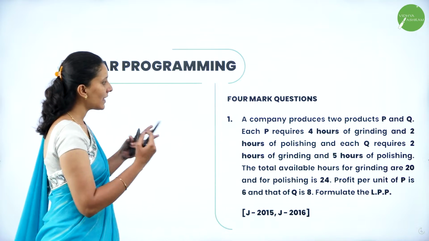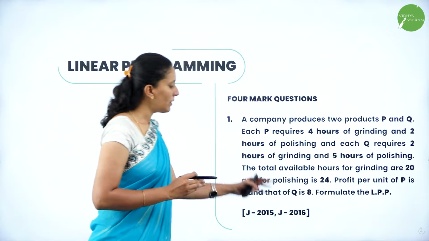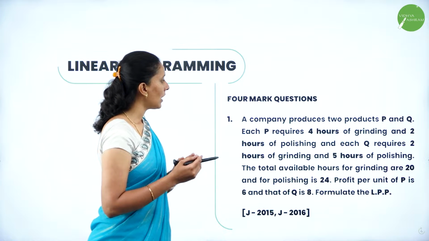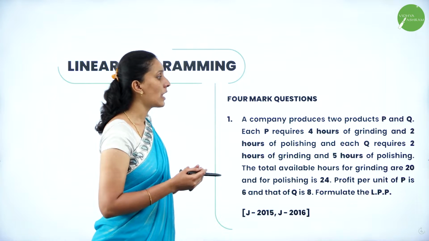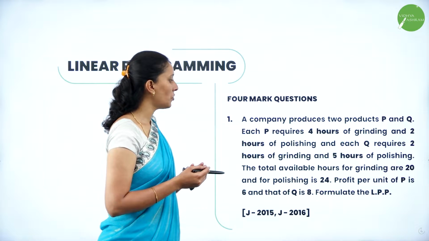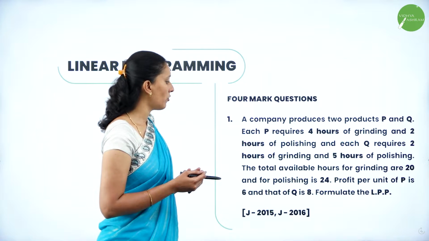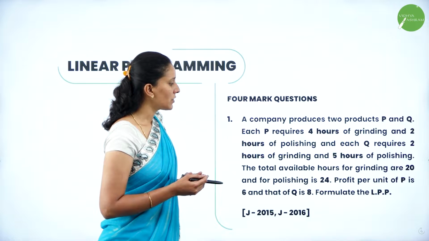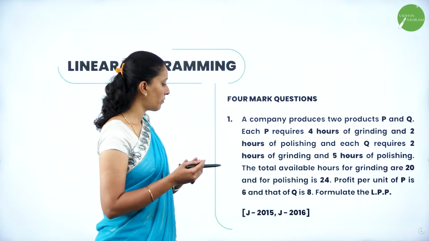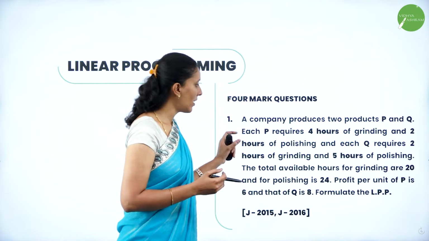So as I said, let's see how to formulate LPP, then we will solve LPP. Now the statements will be given to formulate LPP here. So one question is given here. A company produces 2 products P and Q. Each P requires 4 hours of grinding and 2 hours of polishing. Each Q requires 2 hours of grinding and 5 hours of polishing. The total available hours for grinding are 20, for polishing is 24. Profit per unit of P is 6 and Q is 8. Formulate the LPP.